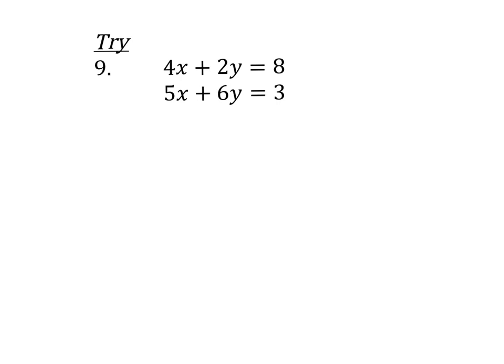All right, let's look at 9. Okay, so to create opposites, 4 and 5 are going to be tough. Let's stick with the y's here. So I'm going to leave the bottom one as 6y, and I'm going to make the top one a negative 6y. So I'd have to multiply 2 by negative 3 to make it negative 6. Okay, so let's write my new system.